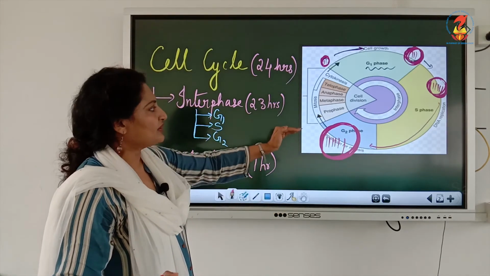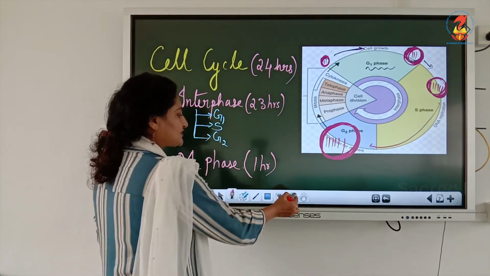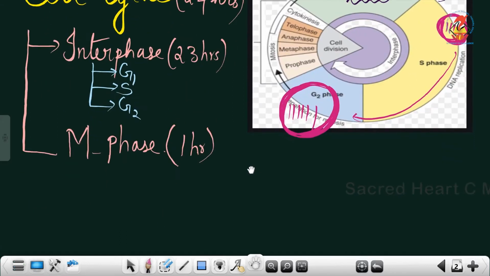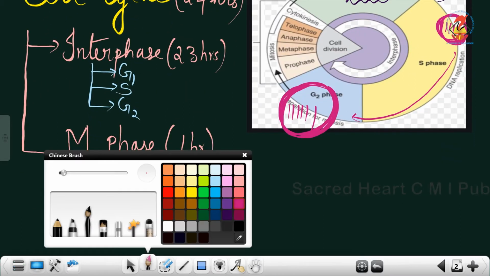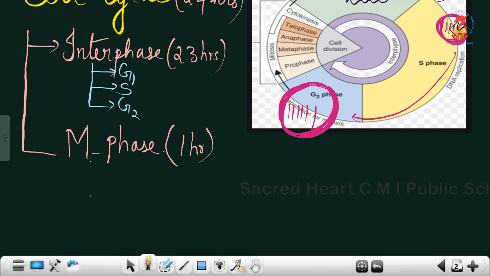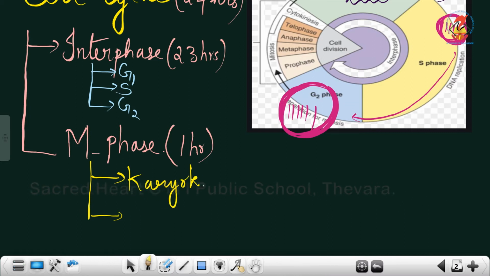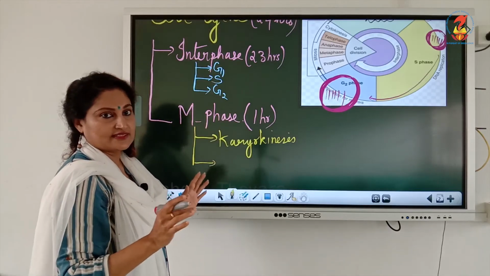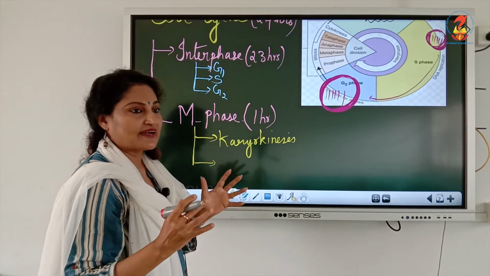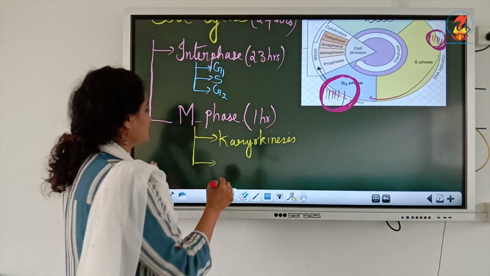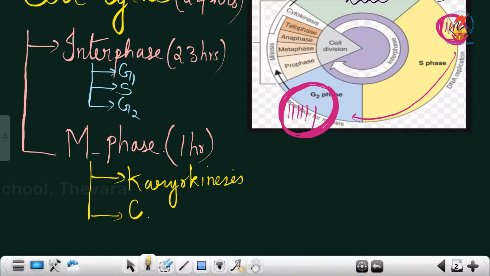Okay, so we'll move to the M phase. M phase is actually the division phase. As I indicated here, M phase, I am going to divide it, because M phase is first followed by division of the nucleus. Division of the nucleus is called karyokinesis. So the nucleus first divides. Only after the nucleus divides, the cytoplasm divides. So it is followed by cytokinesis.